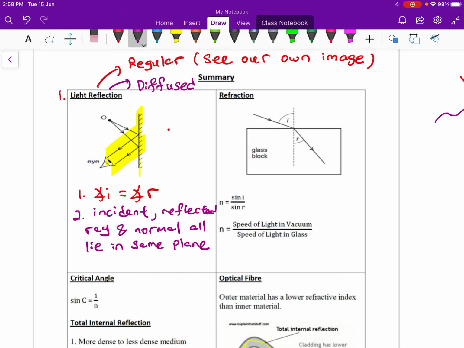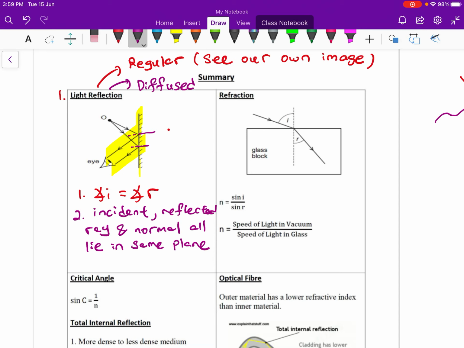Just remember, the normal is something like a perpendicular like that. Whenever we are drawing the reflection or refraction, we always draw a dotted line, and this dotted line must always be perpendicular to the surface. That's why it's called normal. So these are the two laws of reflection.